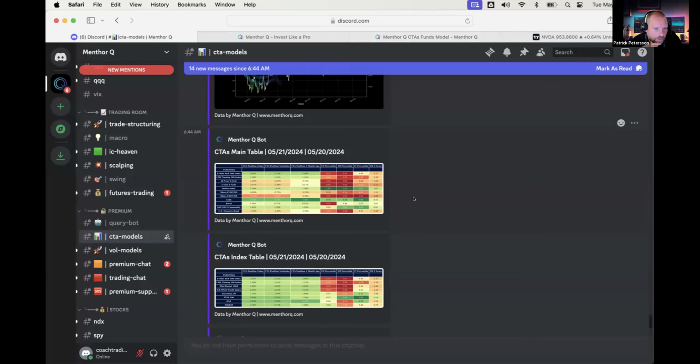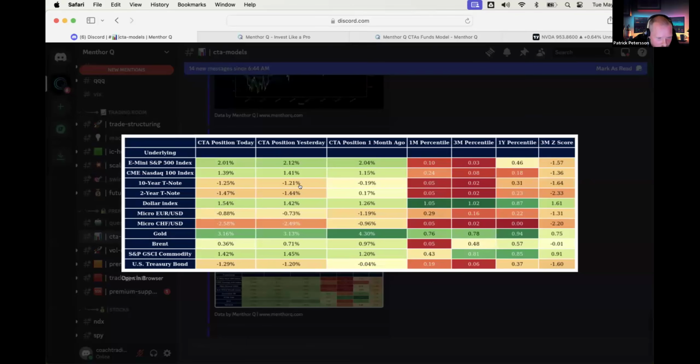Okay. So when we see in the CTA main table today 2.01 and the day before 2.112, this means they reduced the positions a little bit, correct? Exactly, yeah. Okay, nice.